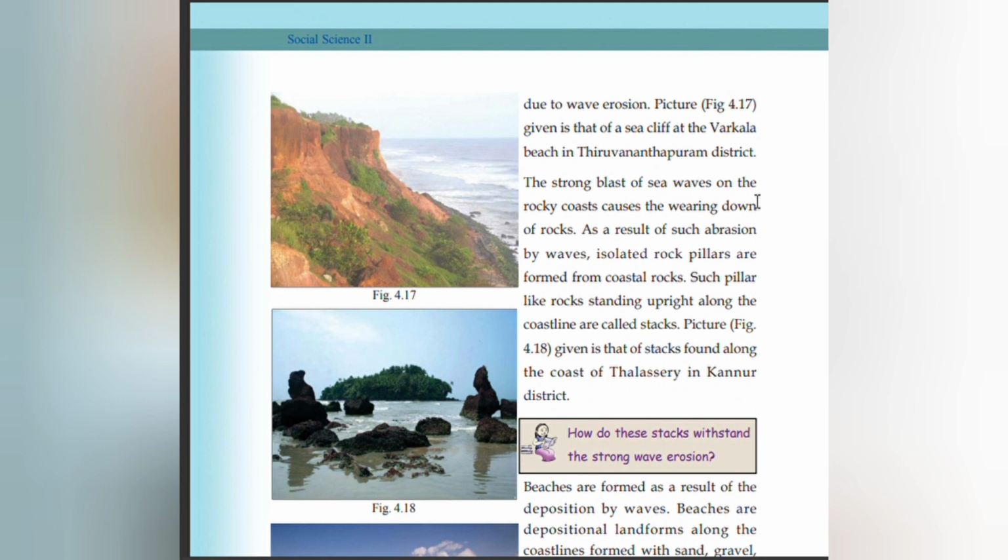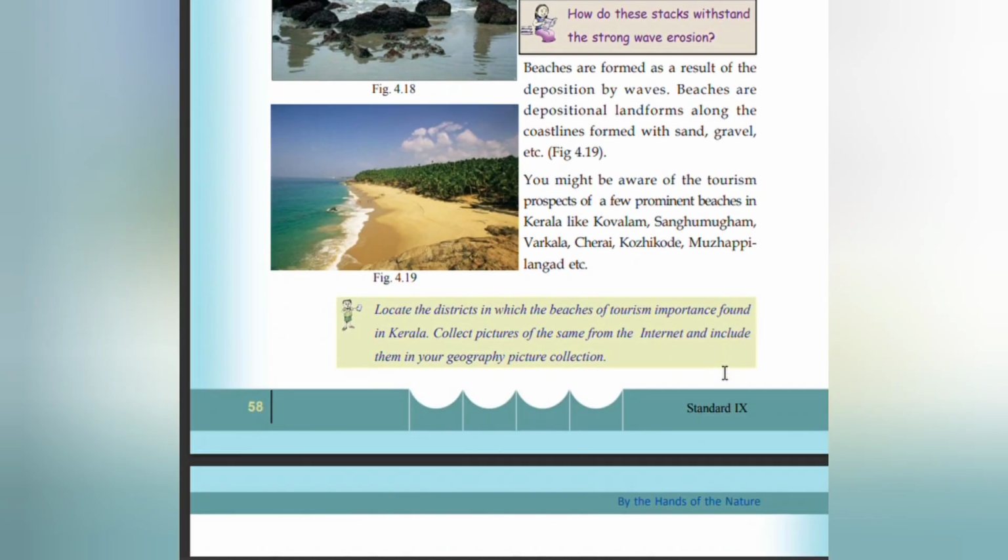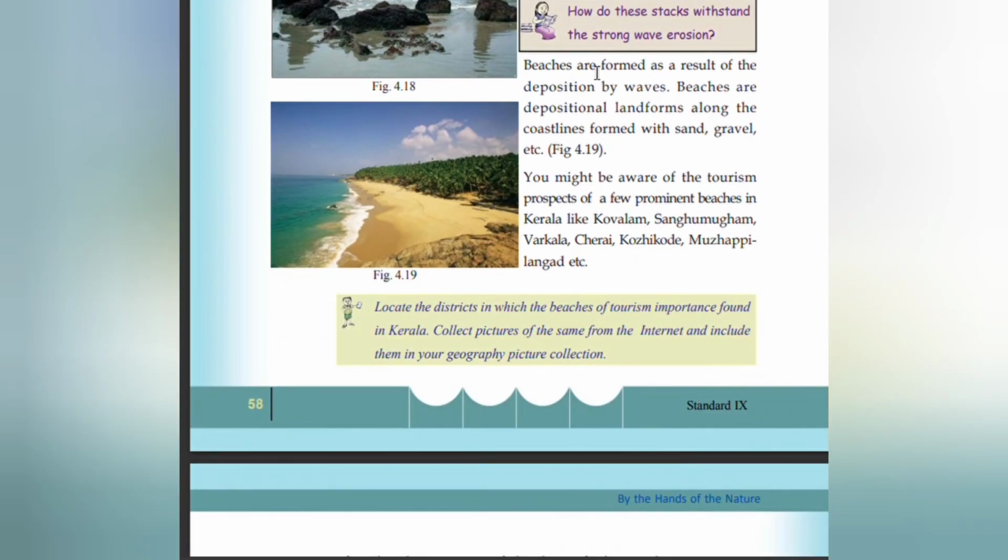The strong blast of sea waves on the rocks causes the wearing down of rocks. As a result of such abrasion by waves, isolated rock pillars are formed from coastal rocks. Such pillar-like rocks standing upright along the coastlines are called stacks. Given is the stack formed along the coast of Thalassery in Kannur district.